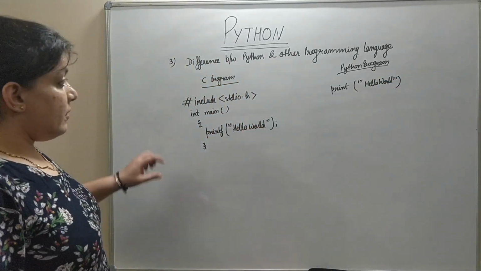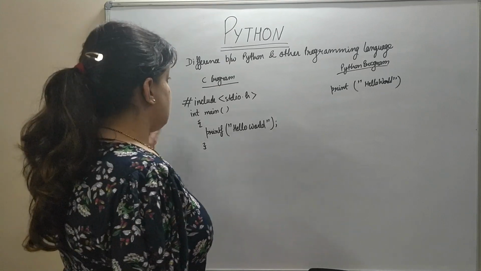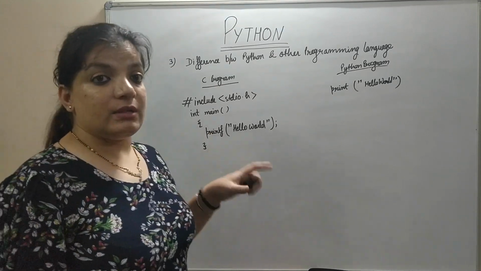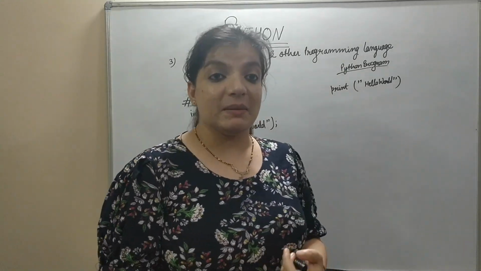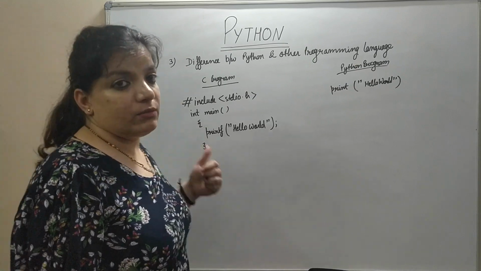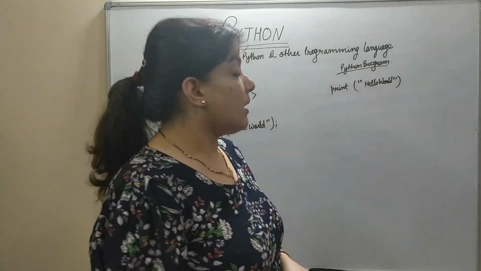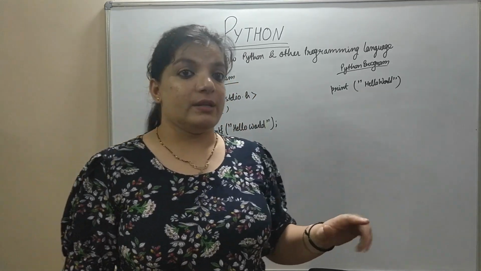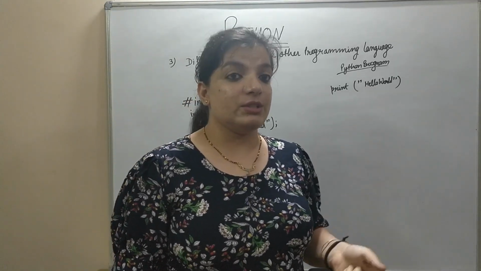So you are able to see that in C language, in Java language, in C++ language, the line of code will be like 4 to 5 lines. Okay, here only one line of code. So that is the big difference. I have discussed this in features also.